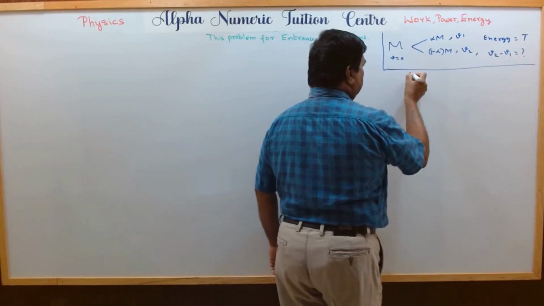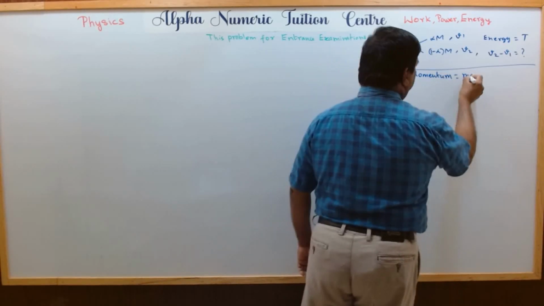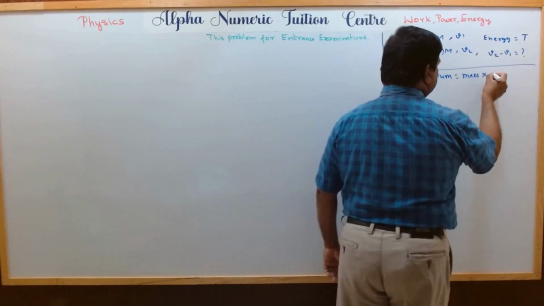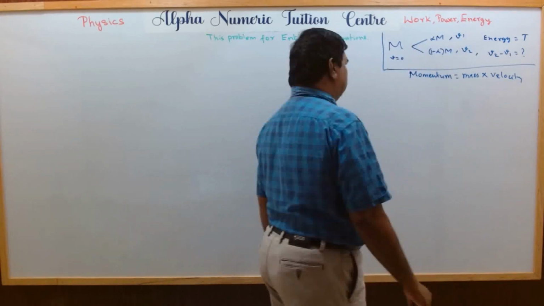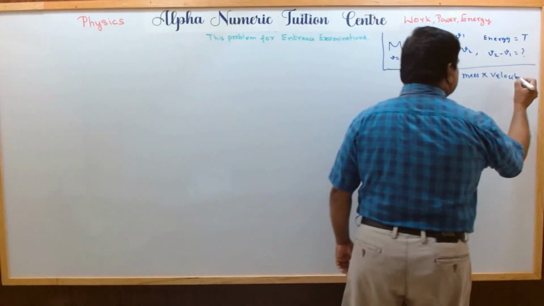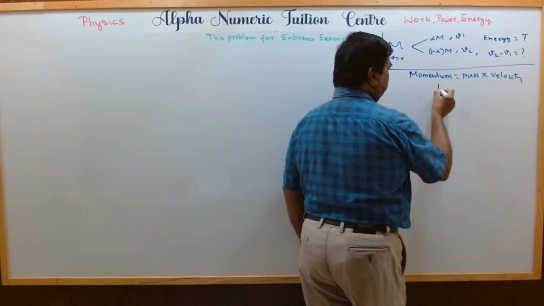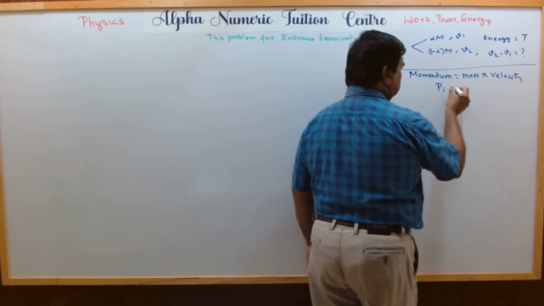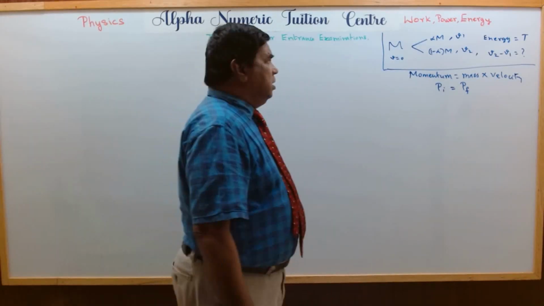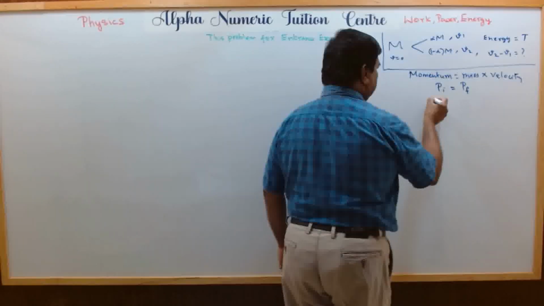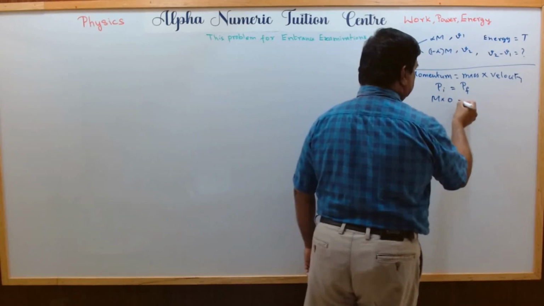You know that momentum is nothing but mass into velocity. Now the law of conservation of momentum: the initial momentum is equal to the final momentum. Initially the mass is capital M, but it is at rest, so the velocity is 0.